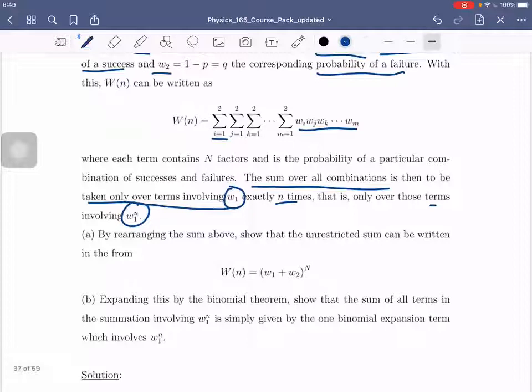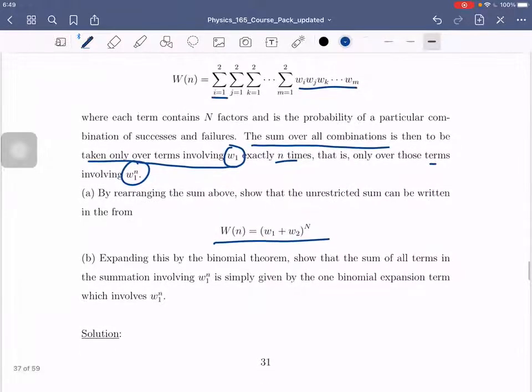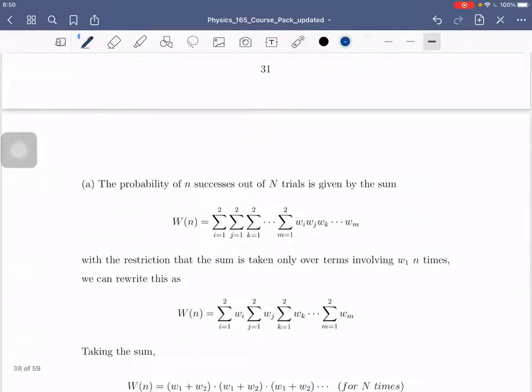So una, A, by rearranging the sum above, show that the unrestricted sum can be written in the form W sub n, W of n is just equal to quantity W1 plus W2 raised to capital N. And B, by expanding this by the binomial theorem, show that the sum of all terms in the summation involving W1 raised to N is simply given by one expansion term. So parang hindi na siya summation, one expansion term. Okay, let's do the solution. So the probability of N successes out of N capital N trials is given by the sum, no, yung kanina.